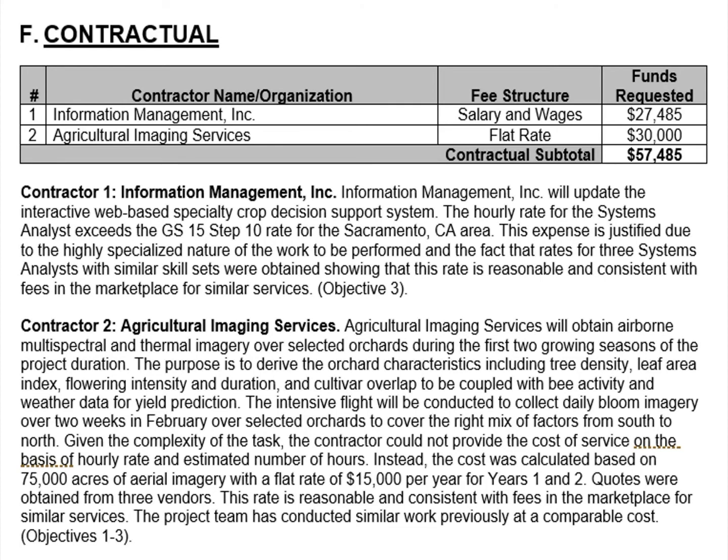Additional justification is required if a contractor's salary and wages or fee for professional services exceeds the General Schedule Pay Scale or GS-15 Step 10. The GS-15 Step 10 provides a guideline for contractual rates as determined by the Office of Management and Budget for your area and can be accessed using the link provided in the budget narrative template.